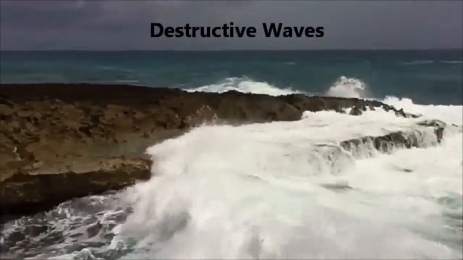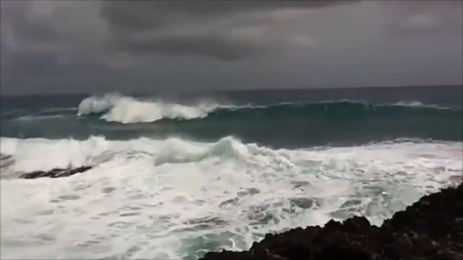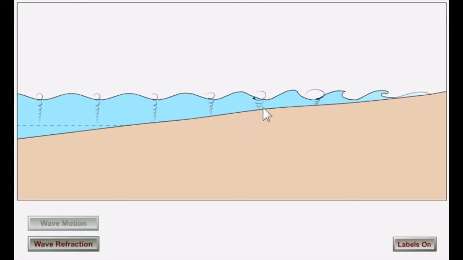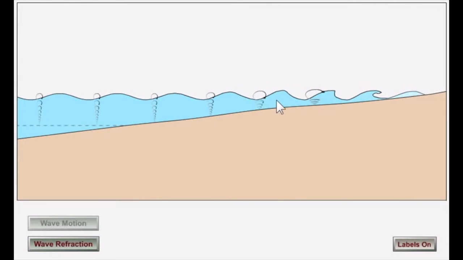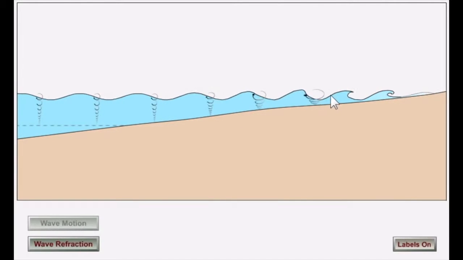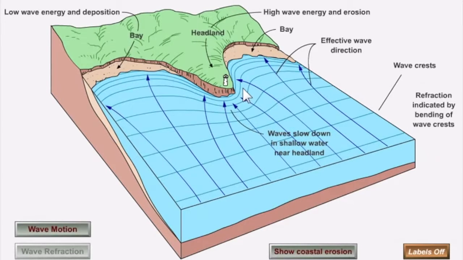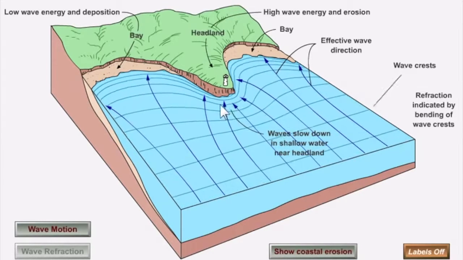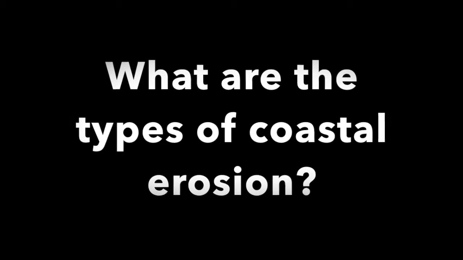Another type of wave is the destructive wave. This wave hits the shoreline with great force, causing the sand to be pulled back into the ocean through backwash, therefore eroding the beach. The wave approaches the coastline on an angle. This causes water to move at different speeds when comparing shallow surface water to the deep ocean floor water. A bending action occurs called wave refraction. These waves shape the coastline when headlands, harder areas of rock, remain resistant, while the rest of the shoreline becomes eroded. What are the types of coastal erosion, and what damage can they do?